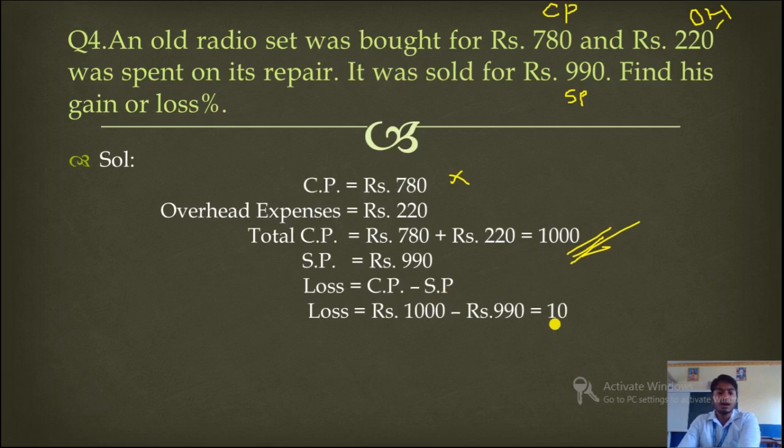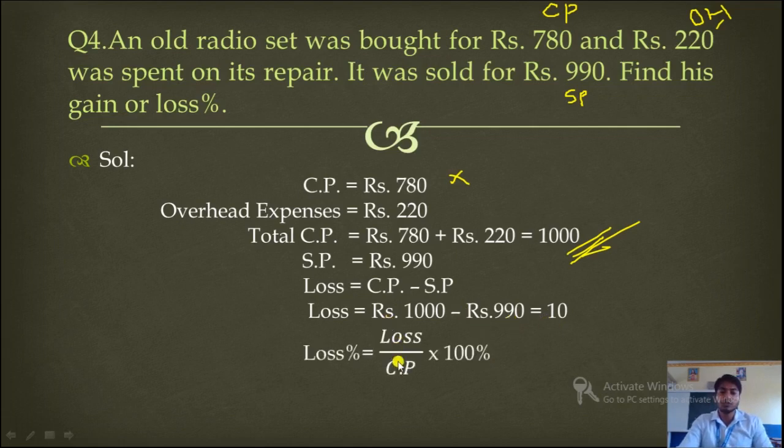Okay, now we got the loss. That means we have to find out loss percent, because we got here loss. So what is the formula of loss percent? Loss by CP into 100%.